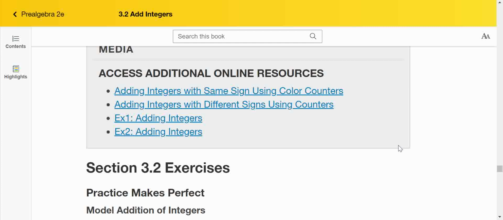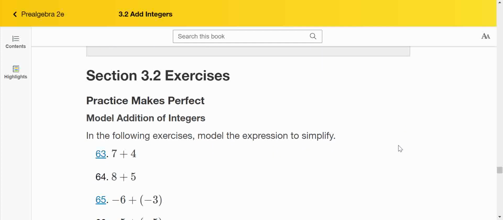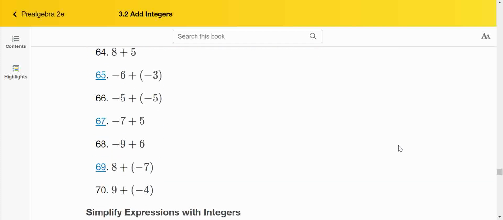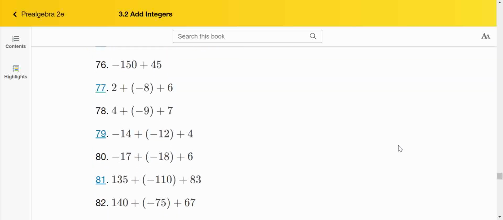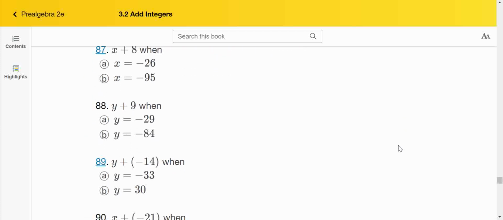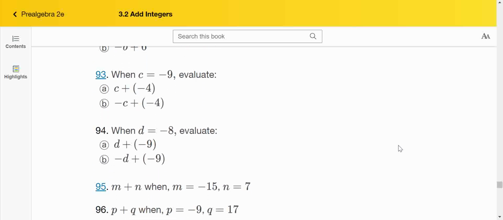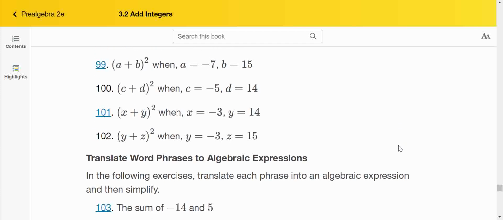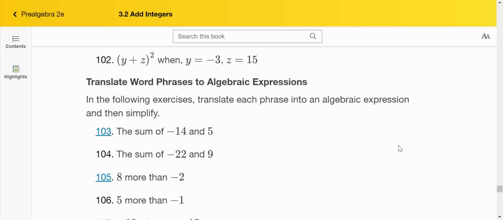Media resources and many exercises for you. Okay, this makes chapter 3.2, add integers. I encourage you to practice some of these problems, reference the examples above, and get comfortable reading and interpreting these problems.